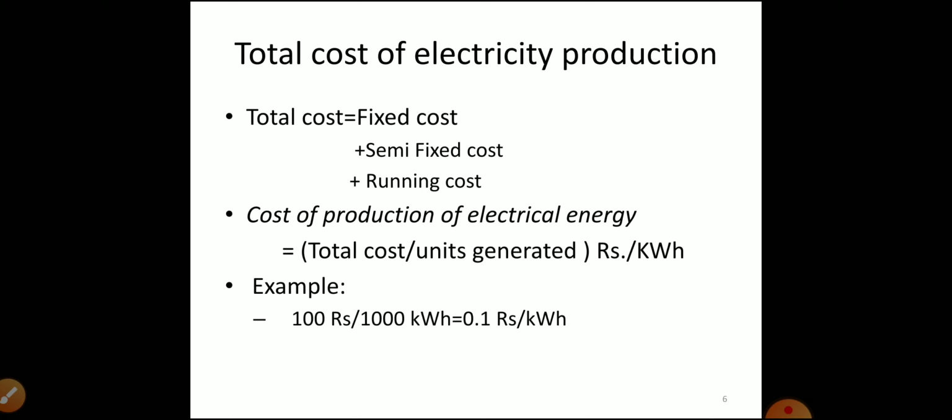For example, 1,000 units, meaning 1000 kWh, have been generated for 100 rupees. So 100 rupees is the total cost. How many rupees are required for 1 kWh? 100 divided by 1000 gives us 0.1 rupees, that is 10 paise per unit. This is how we calculate the production cost of electric energy.